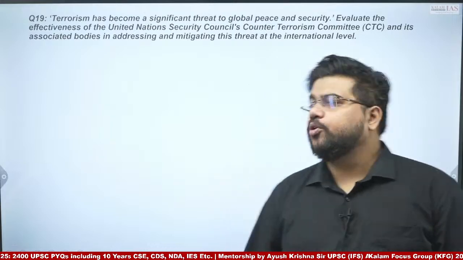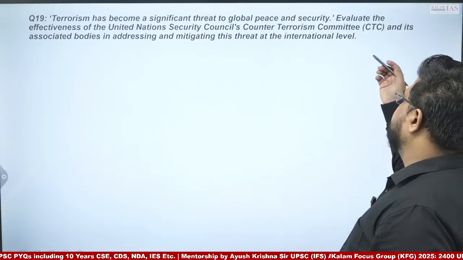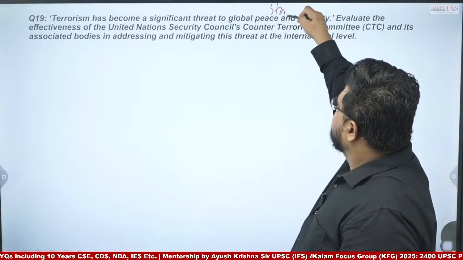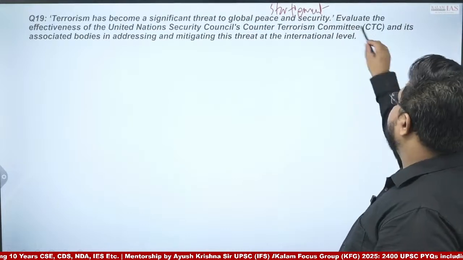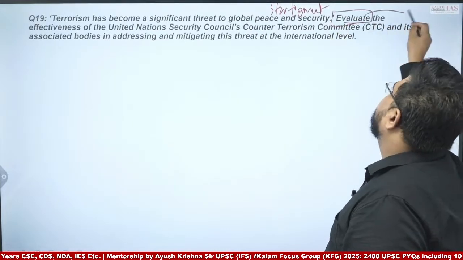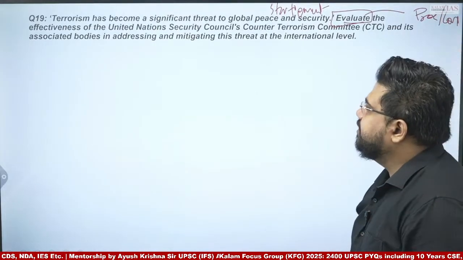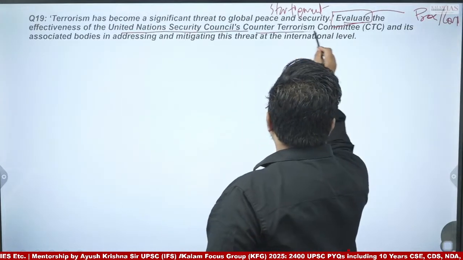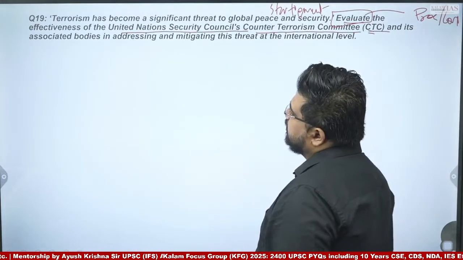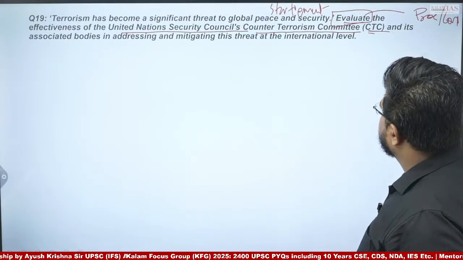Yeah, what is it about? Terrorism has become a significant threat to global peace and security. We have a statement. Evaluate is the keyword here, so you need to give a pros and cons analysis. Evaluate the effectiveness of the United Nations Security Council Counter-Terrorism Committee (CTC) and its associated bodies in addressing and mitigating this threat at the international level.